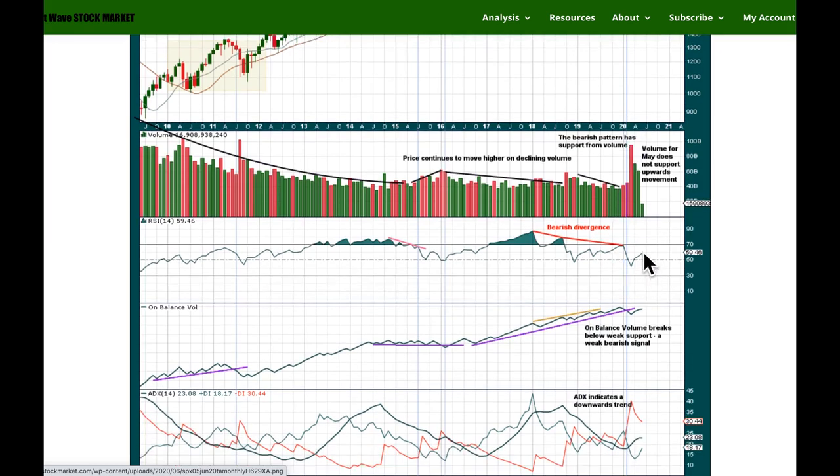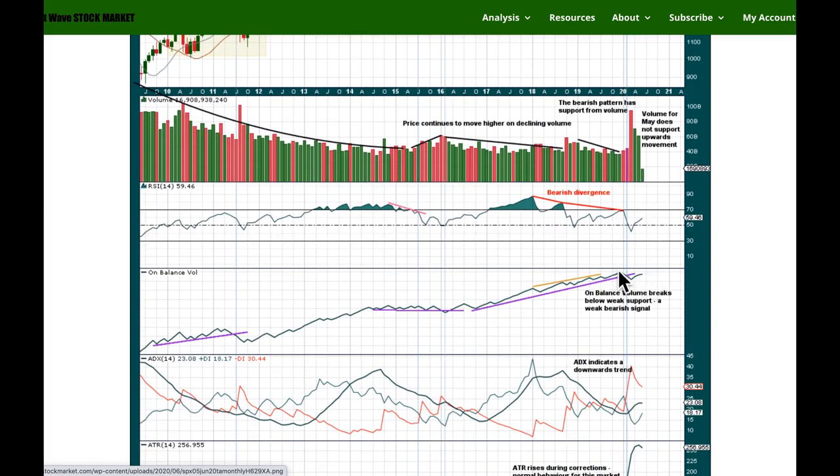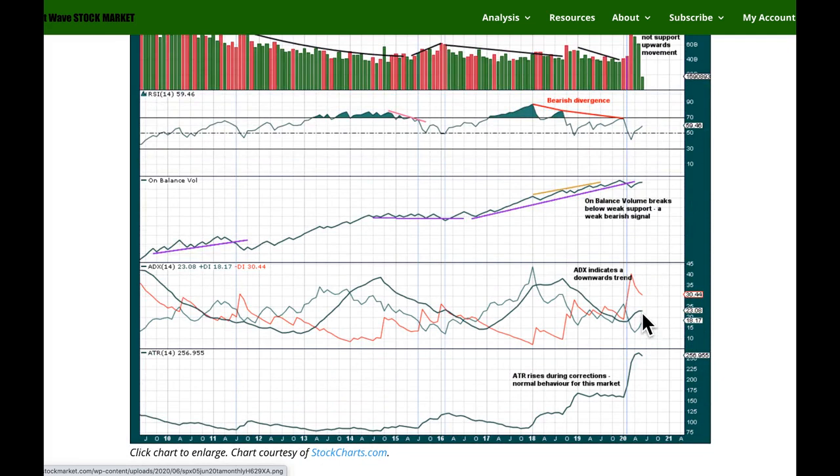RSI is in neutral territory. There is plenty of room for price to rise or fall. On balance volume broke below weak support. There's no new range here. ADX is indicating a downward trend. ATR is rising during a correction. That's normal behaviour for this market.